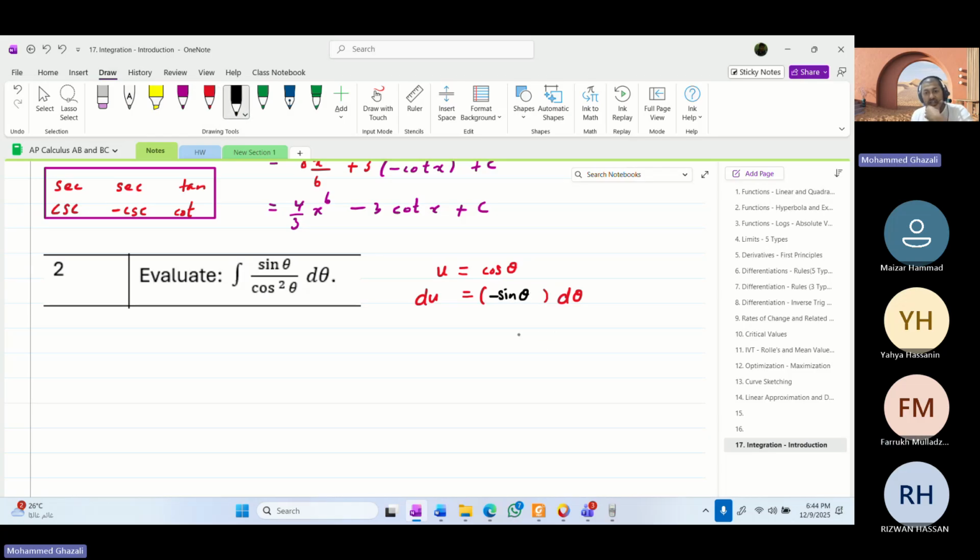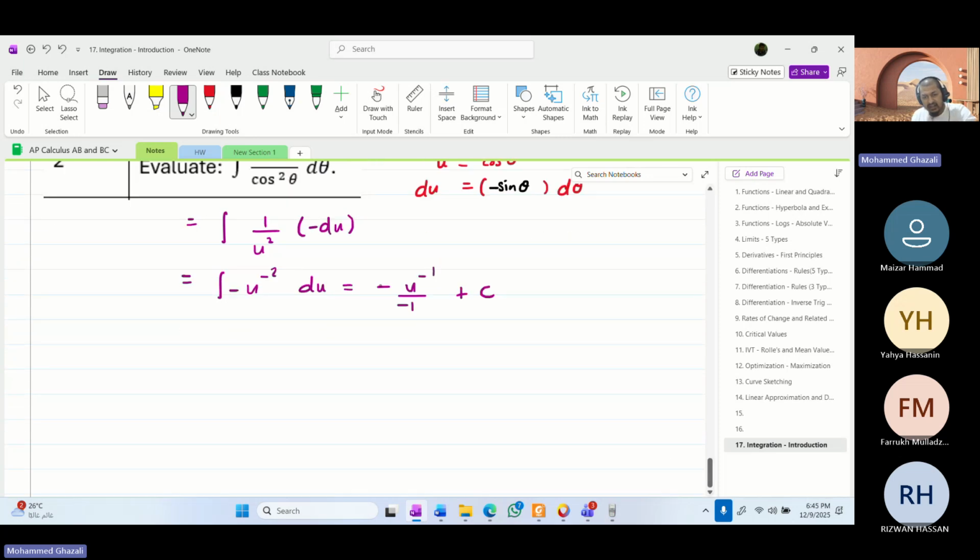So now we got the integral of 1 over cos squared, so that's 1 over u squared. What is sine theta d theta? That's negative du. But now this is not ln form. This is power rule. Negative u to the power negative 1 over negative 1 plus c. Now negative 1 and negative cancel out. You just got 1 over u plus c.